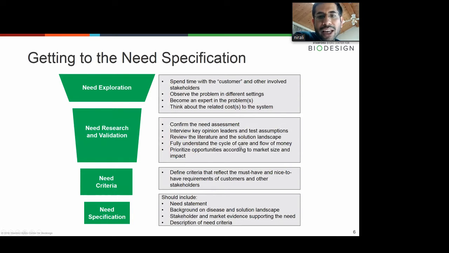Fully understand the cycle of care and the flow of money. So this is specific in medicine, but it can be applied outside as well. You want to follow the patient. Follow the patient as they're getting admitted to the hospital, if they're being treated in other hospitals outside of Brazil, in other countries, the doctors, the nurses, all the people involved in the care of that patient.